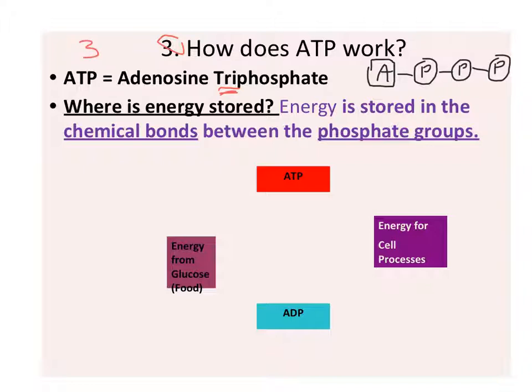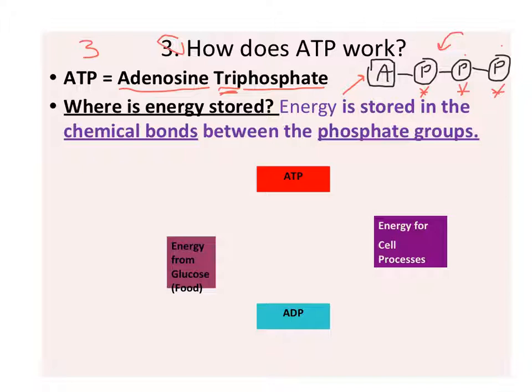So this is kind of what ATP looks like up here in the top right. So it's got adenosine. That's where it gets the name adenosine. It's got an adenosine molecule bonded to 1, 2, 3 phosphate molecules. So that's why it's called adenosine triphosphate. It's got an adenine bonded to 1, 2, 3 phosphates. That's what makes ATP adenosine triphosphate.